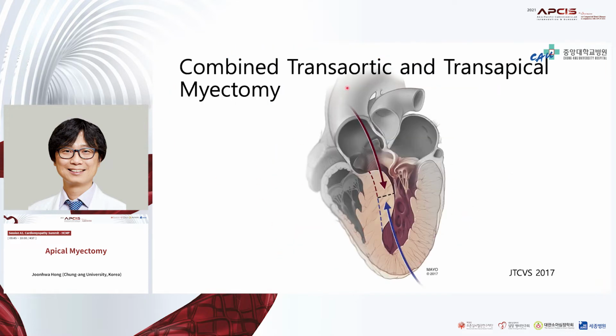This picture describes a patient who might need combined transaortic and transapical myectomy. But nowadays, even if the patient has basal septal hypertrophy and also midventricular hypertrophy, many groups perform myectomy surgery only through the transaortic approach.